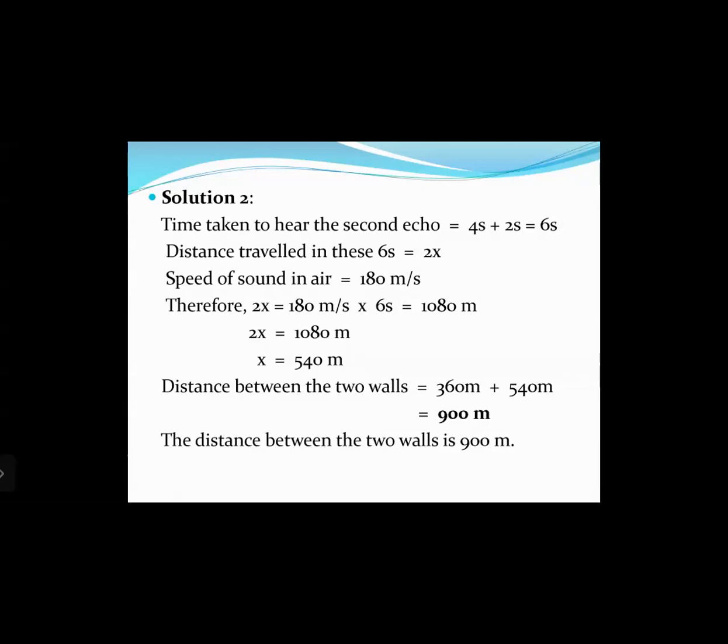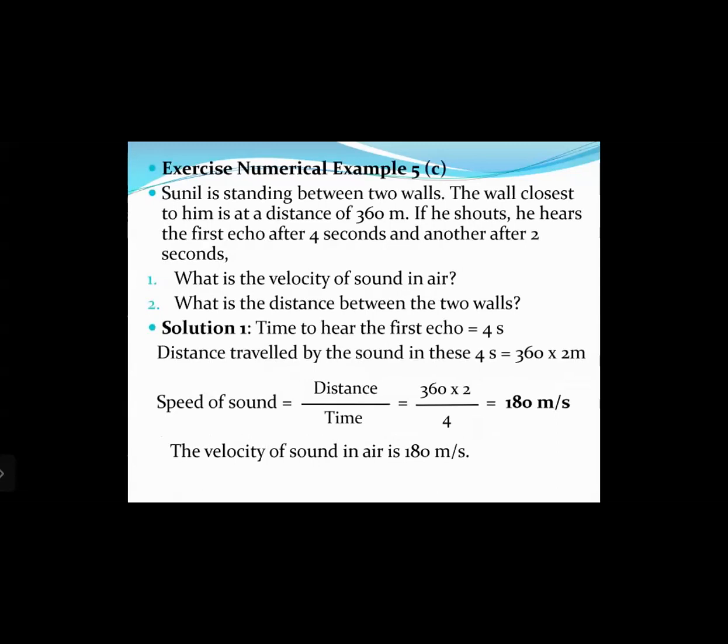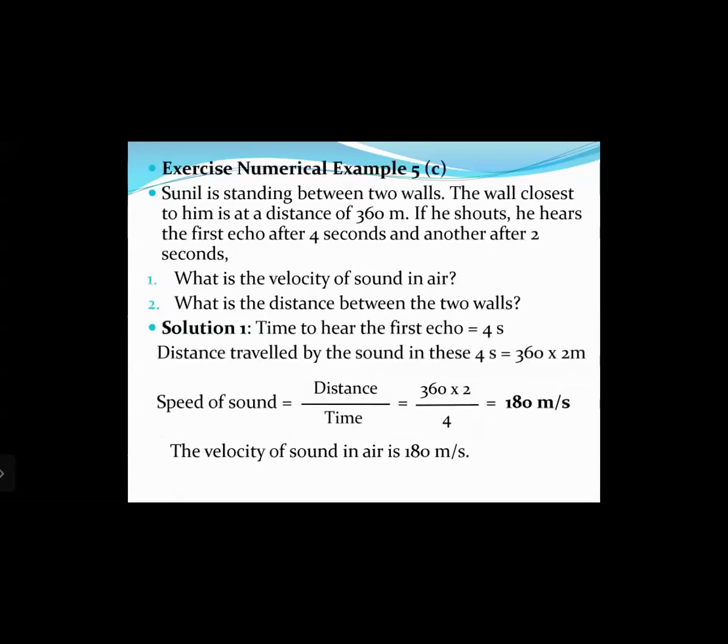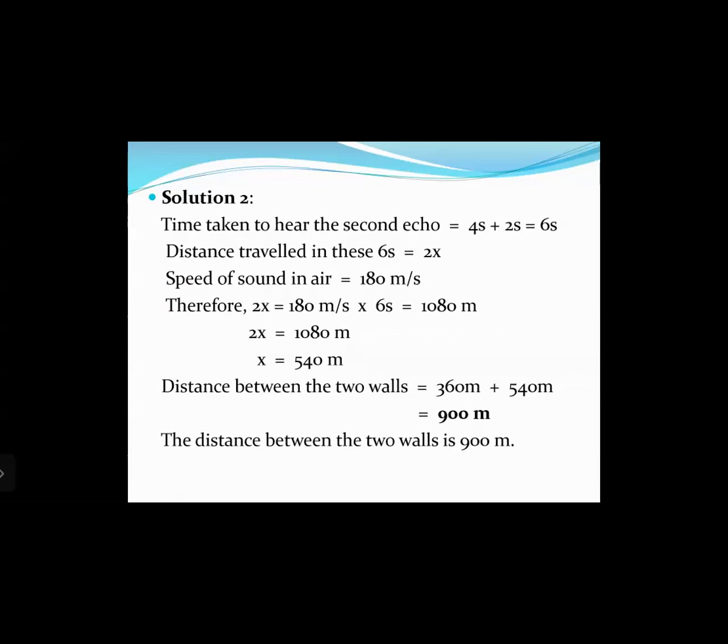Now the speed of sound in air, we have just calculated previously as 180 meters per second, right? So we can say, therefore, 2x is equal to 180 meters per second multiplied by 6 seconds. Now here the formula is what? Distance is equal to speed multiplied by time. We know speed of sound is distance upon time. Therefore, distance is equal to speed of sound multiplied by time. That is what we have done here. So distance is 2x, speed of sound is 180, and time is 6 seconds. So we get 1080 meters. So 2x is 1080. Therefore, x is equal to 1080 divided by 2, that equals 540 meters.